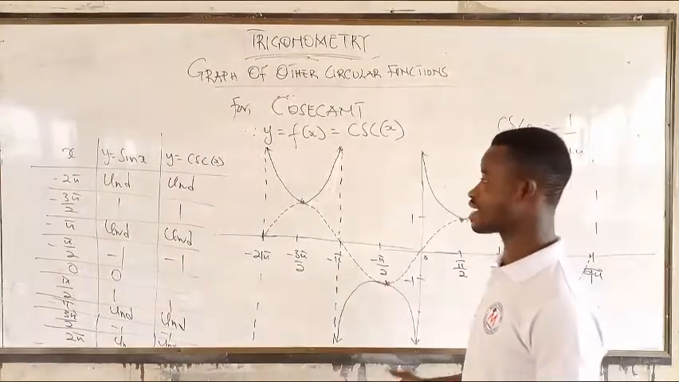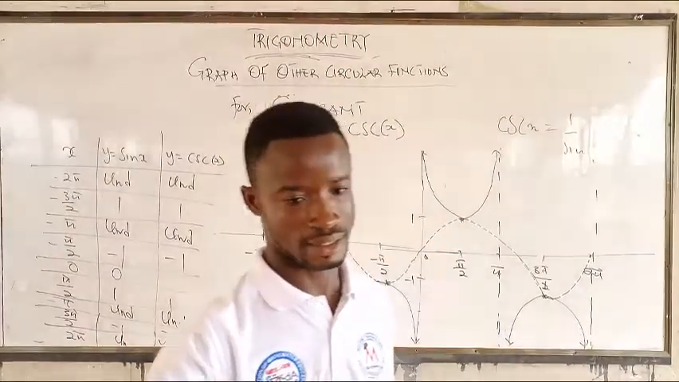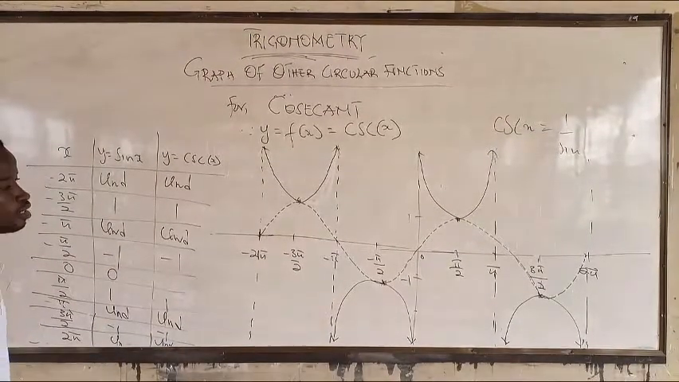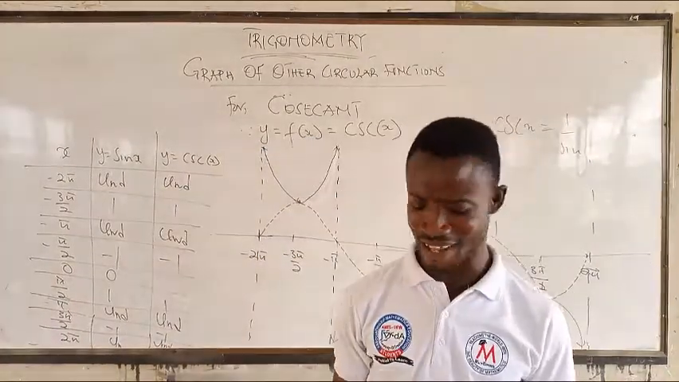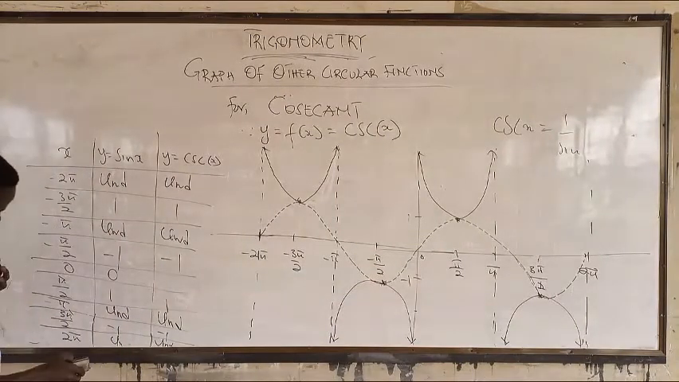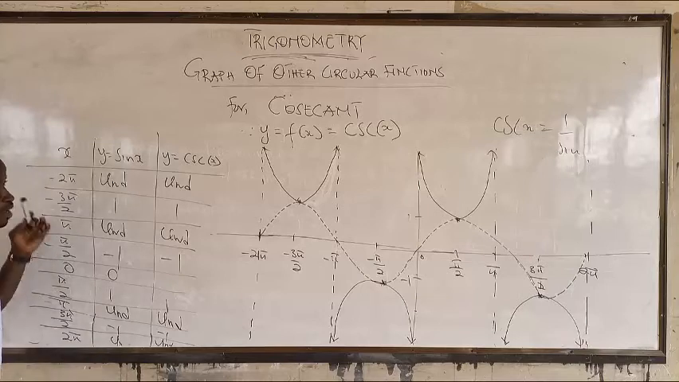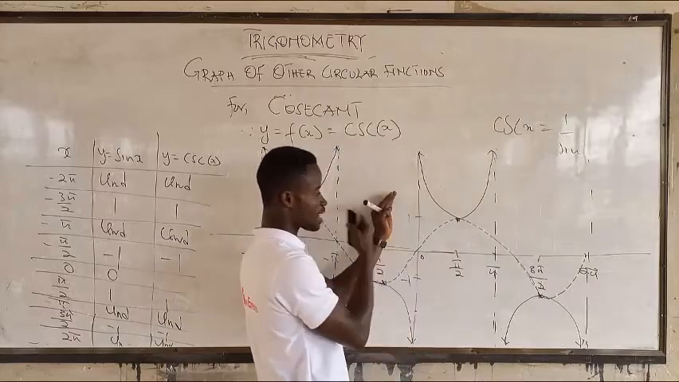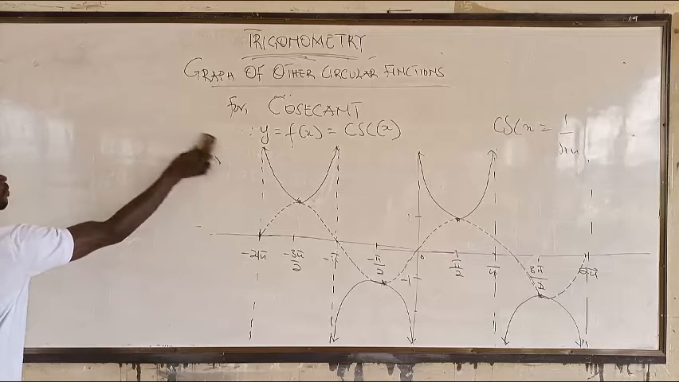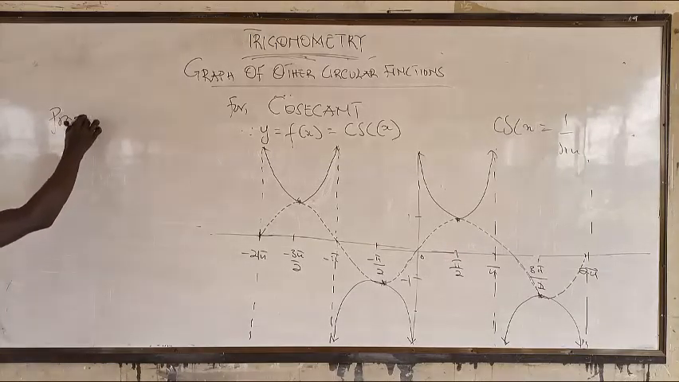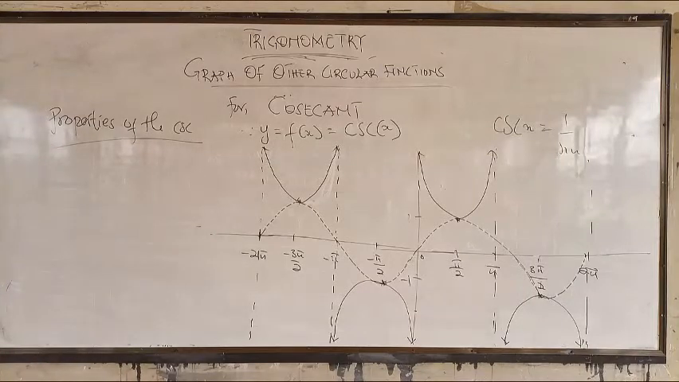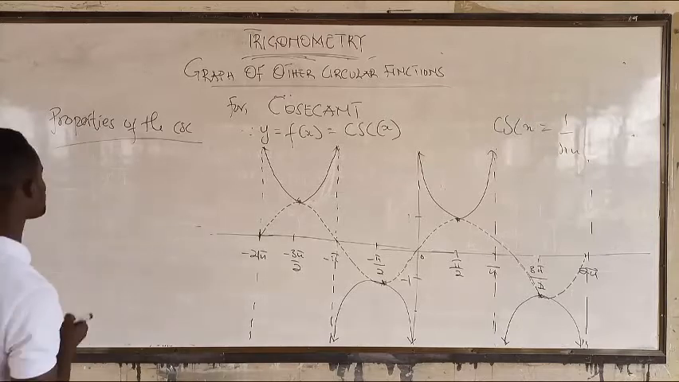What is the next thing? You are done with the graph. So the next is going to be the properties. We are going to look at the properties, and we have about 5 properties to look at. So please, let's write properties of the cosecant function. This one is not difficult. It is just within the interval from 0 to 2 pi. But as I said, you can choose to ignore the negative side and use only the positive side. Properties of the cosecant function.